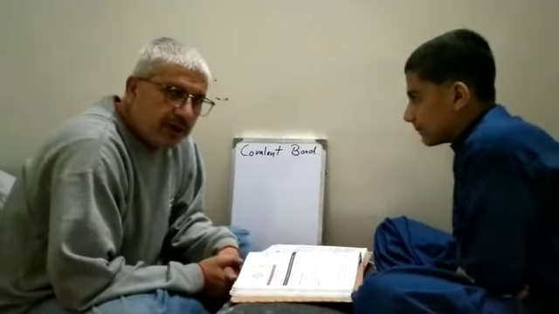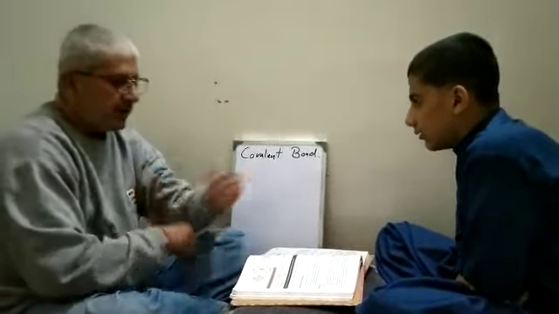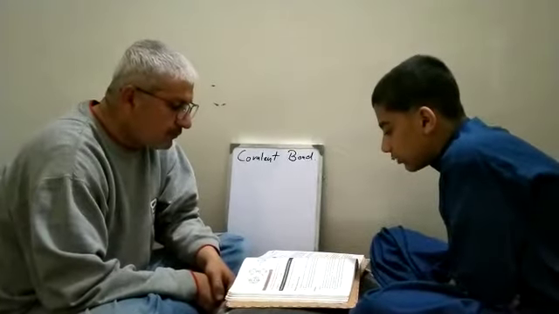Today we are going to start the new chapter, the covalent bond. Yes, I'm going to read it. A covalent bond is formed by mutual sharing of electrons between two atoms.